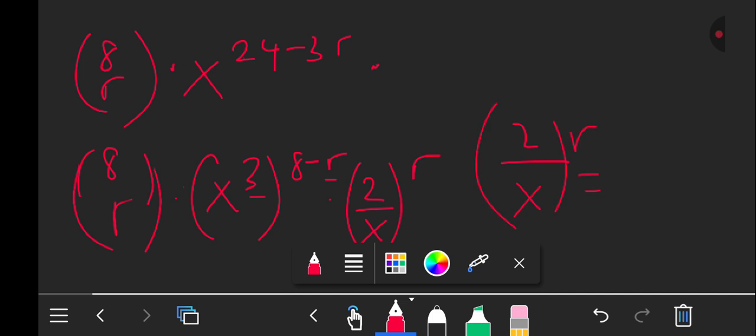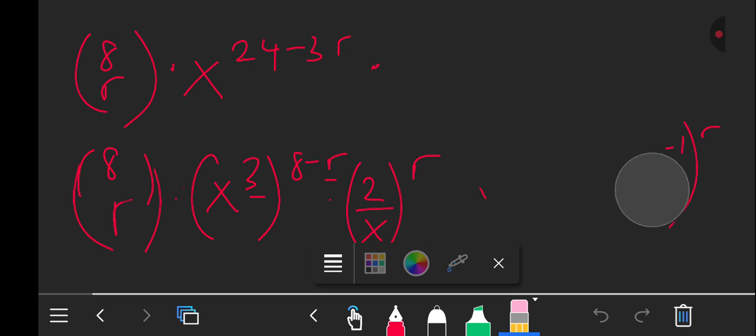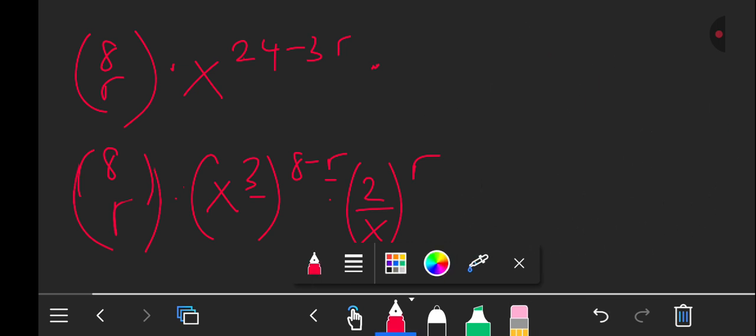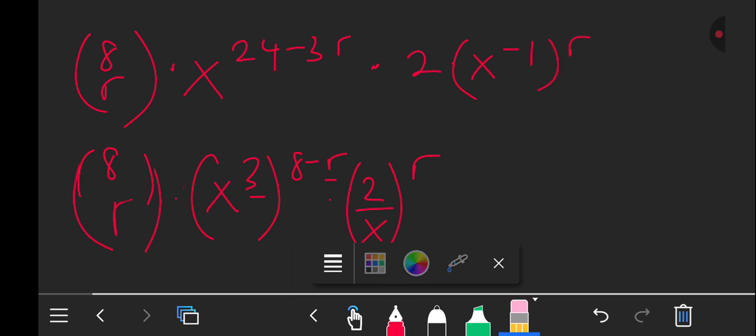According to the laws of indices, I can write this as 2 x to the power negative 1. Okay, then to the power r, I'm using the law of index, which says a to the power negative n is simply 1 over a to the power n. So this is the law I'm applying here. So what it simply means is 2, then in bracket I can have x raised to the power negative 1, then raised to the power r.